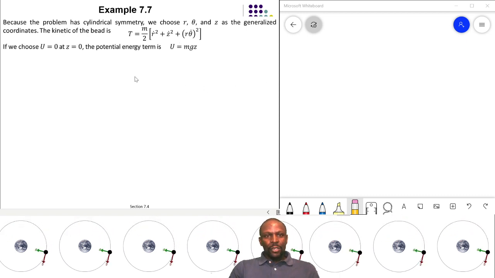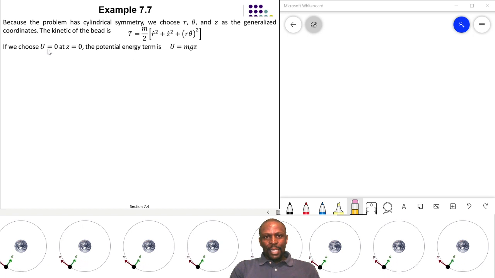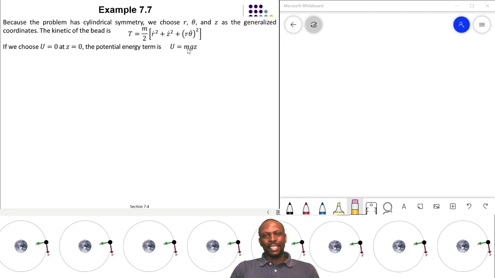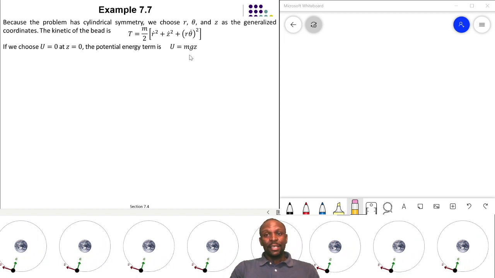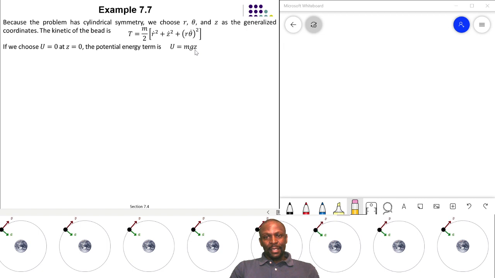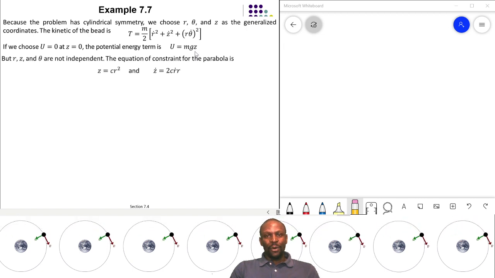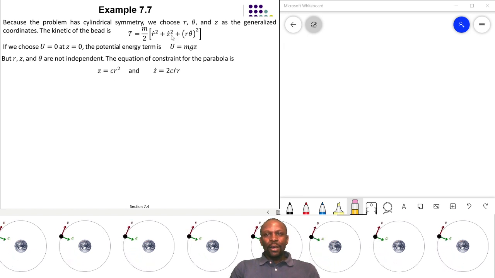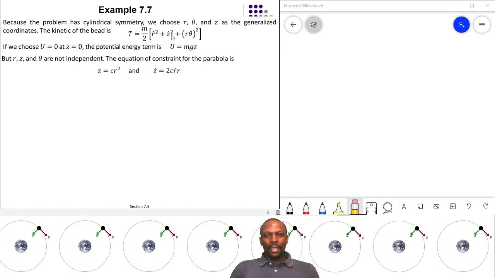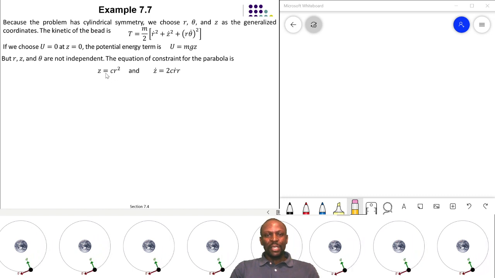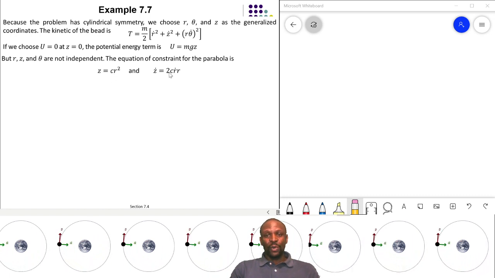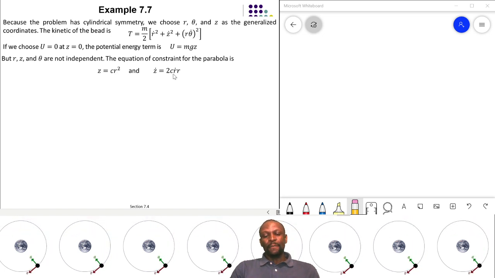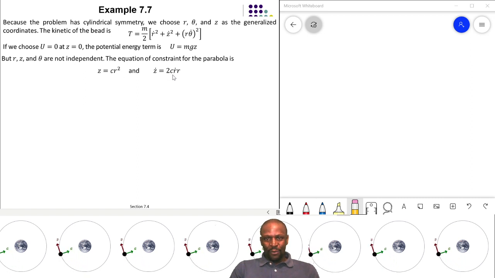Now, in this case, you want to choose that u is equal to zero, and therefore the potential energy term is nothing else but mgz, taking into account the coordinates given on the figure. Therefore, the equation of constraint for a parabola is just given by that, and of course we have z dot there, and then we just have to take the z dot. If we take the z dot and use the chain rule, we differentiate that, and then we differentiate r. This is what we are going to have for the z dot.